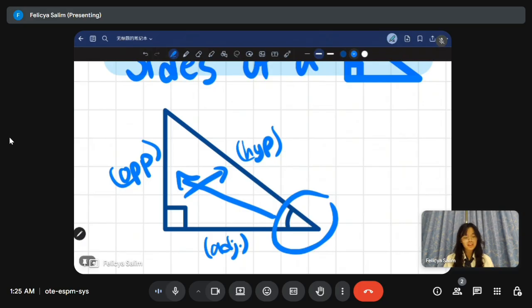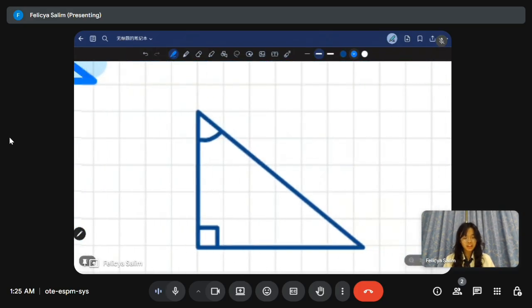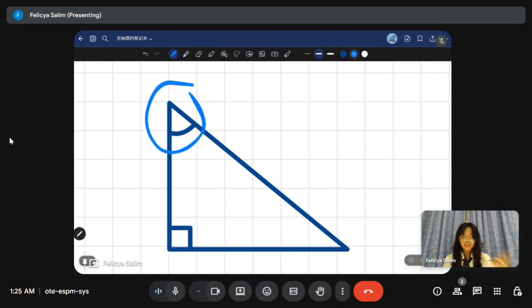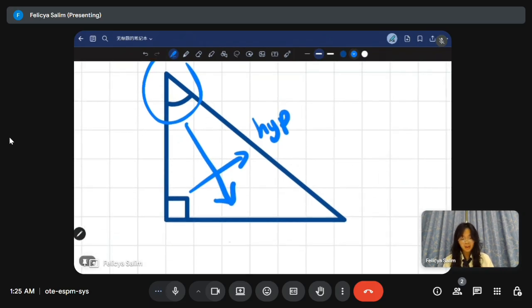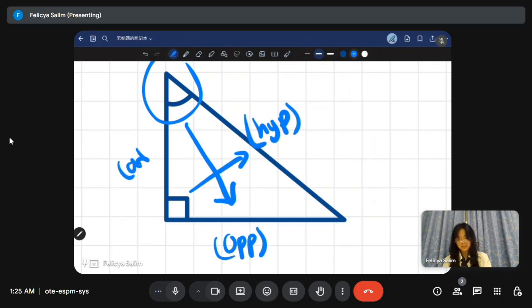But now, what if the angle is not here? What if the angle is over here at the top? Well then, we're gonna identify it again. The length that is opposite to the right angle will be called the hypotenuse. And then the length that is opposite to the angle here will be the opposite side. Then this one will be the adjacent.